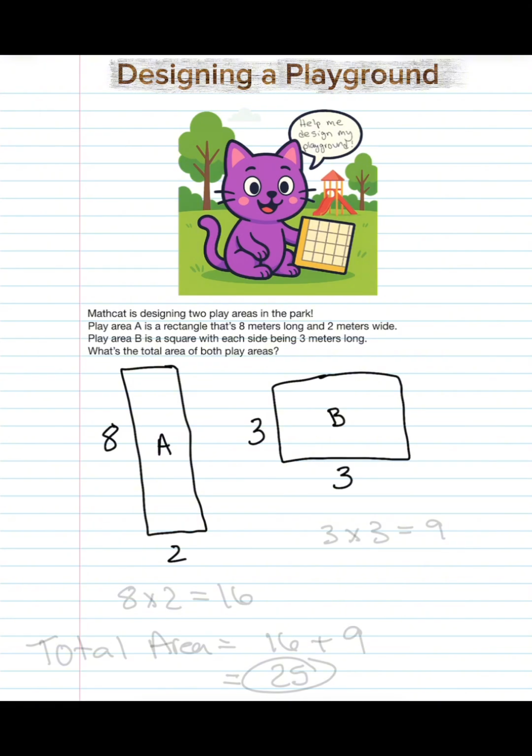So the rectangle area is 8 times 2, and that's 16. And the square area is 3 times 3, and that's 9. So the total area is 16 plus 9. You add those two together, and you get 25. So that's the total area of both play areas.